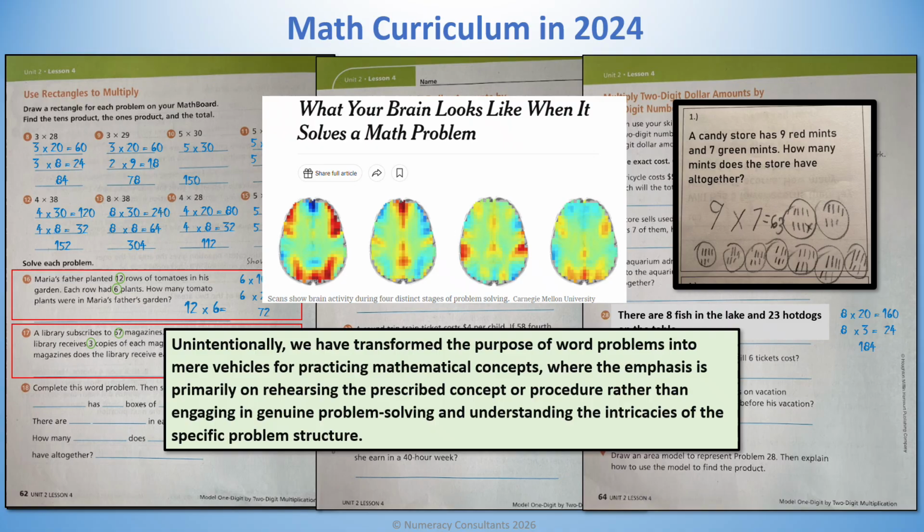So unintentionally, we have transformed the purpose of word problems into mere vehicles for practicing mathematical concepts, where the emphasis is primarily on rehearsing the prescribed concept or procedure rather than engaging in genuine problem solving and understanding the intricacies of the specific problem structure.